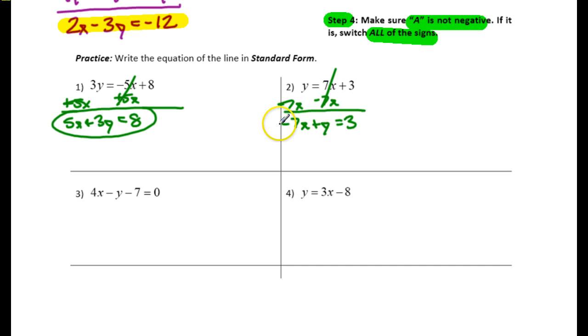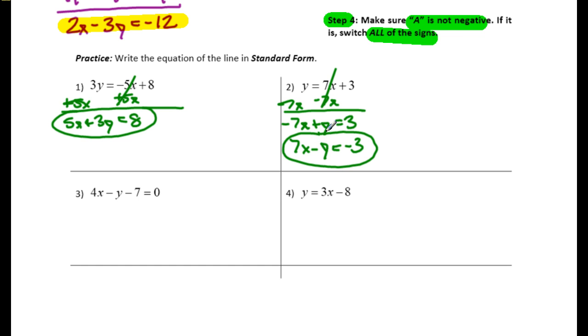Alright, and now step 4, make sure the a is not negative. Here my a is negative 7. Can't have it negative. So technically we're dividing everything by negative 1. Shortcut, just switch all the signs. So this becomes positive 7x. This positive y becomes a negative y. And this 3 becomes a negative 3. So 7x minus 3y equals negative 3 is now the equation in standard form.